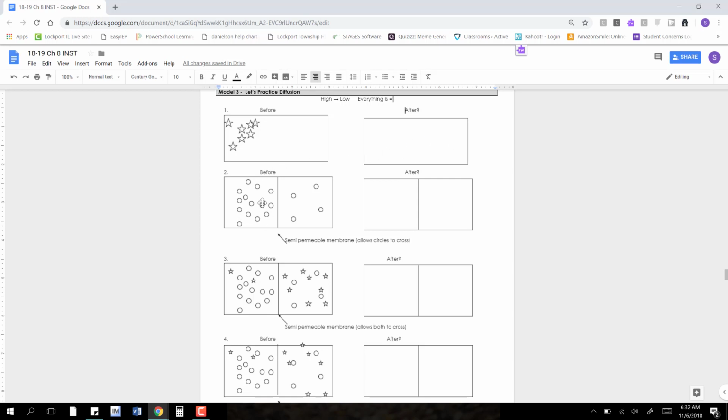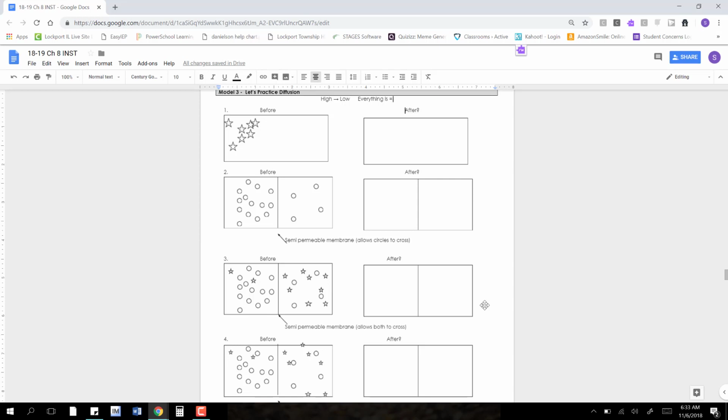Over here, same thing. I need to go from an area of high to low. So in my after picture, I want my sides to be equal. I should have an equal number of dots on each side, but you have to pay attention. Does the semi-permeable membrane allow the circles to cross? In some of the pictures below, they might not allow them to. So you need to pay attention to that before and after picture. Tomorrow we will go through this in class, so make sure that you have that completed.